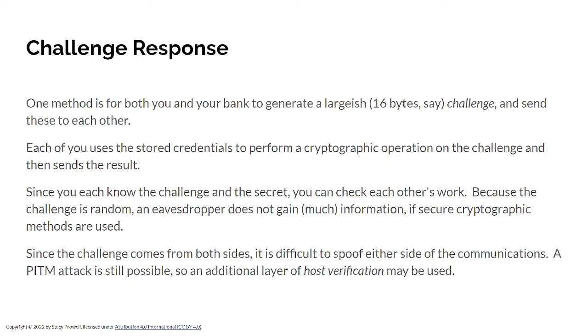Now, because you know the challenges, right? You know the one you sent to the bank, and you know the one the bank sent to you. The bank knows the one you sent to it, and it knows the one it sent to you. And you both know the piece of shared secret. You're able to check each other's work, and you should get the same results. Because the challenge is random, an eavesdropper does not really gain much information, assuming we use very secure cryptographic methods. And since the challenge comes from both sides, it's difficult to spoof either side of the communications, right?